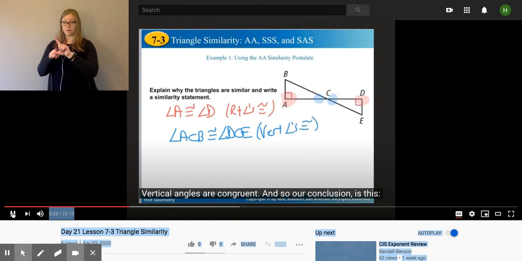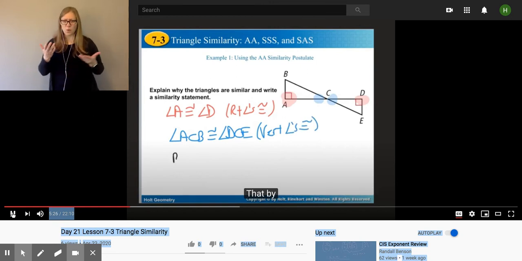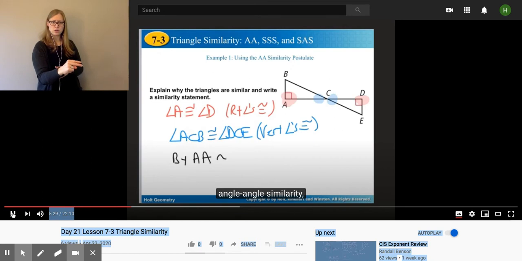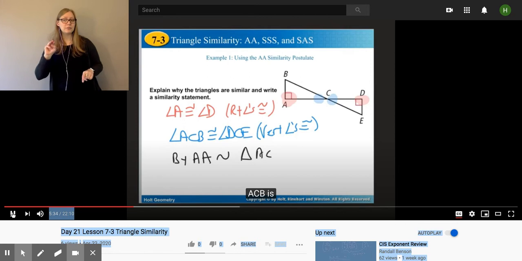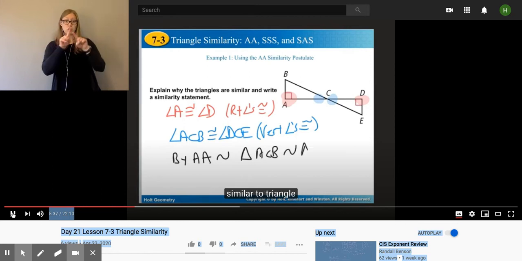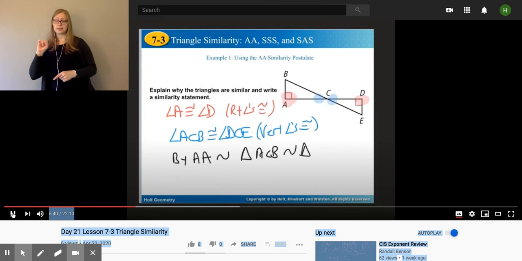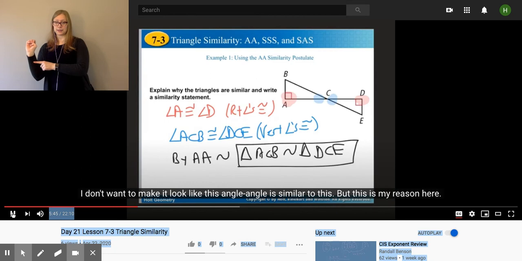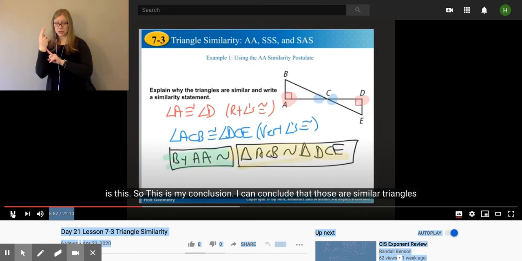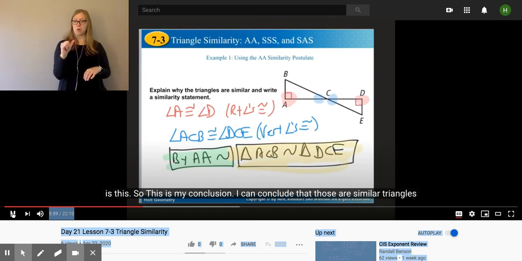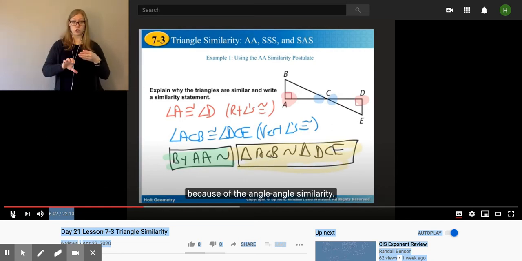And so our conclusion is this, that by angle similarity, remember similar is just that one squiggle, triangle ACB is similar to triangle DCE. I don't want to make it look like this angle is similar to this, but this is my reason here. I'll highlight the reason. The reason is right here in green, and then my actual statement is this. So this is my conclusion. I can conclude that those are similar triangles because of the angle similarity.